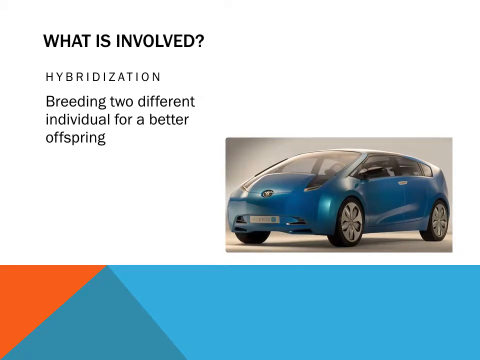So what is involved in selective breeding? Sometimes hybridization is involved. What's hybridization? You might have heard this word when you talk about a hybrid car. What's a hybrid car? A car that runs on both electric and gasoline, two different methods. So when you talk about a hybrid, you're joining two things together that are very different. So hybridization is you're breeding two different individuals for a better offspring. You're breeding two different species so that the children come out better than the parents.